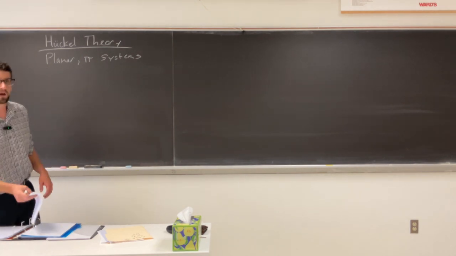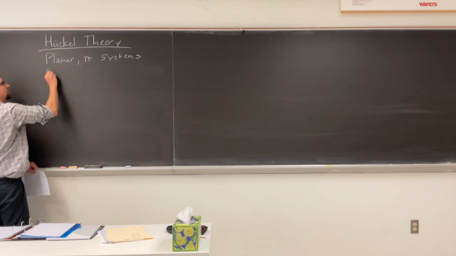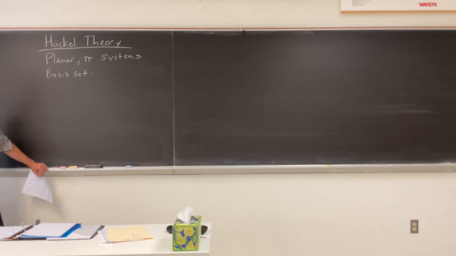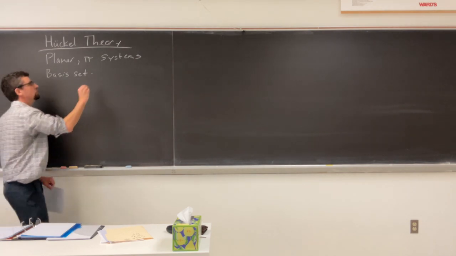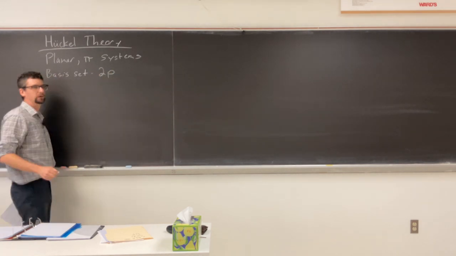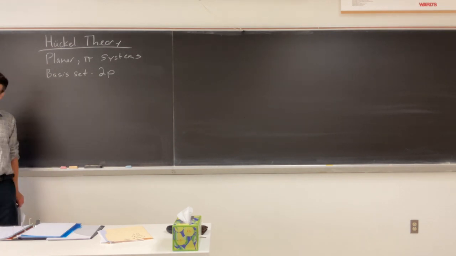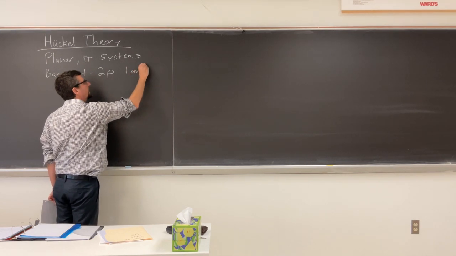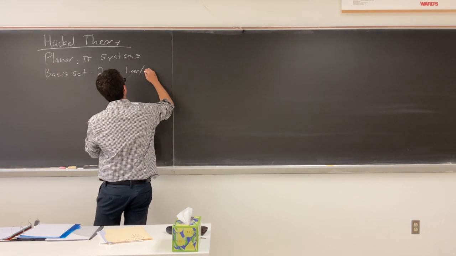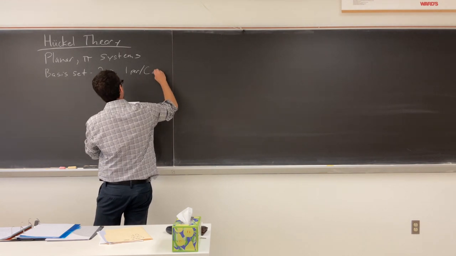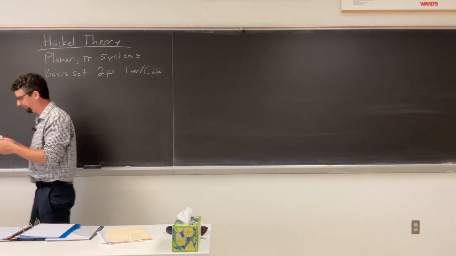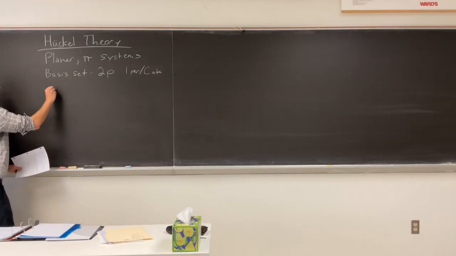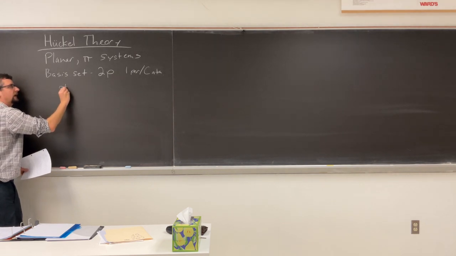Okay, and what is going to be our basis set selection? Yep, we're going to pick two p orbitals, so one per carbon atom. Right now, they're atomic orbitals per carbon atom. Okay. We set a couple of things equal and define some terminology.